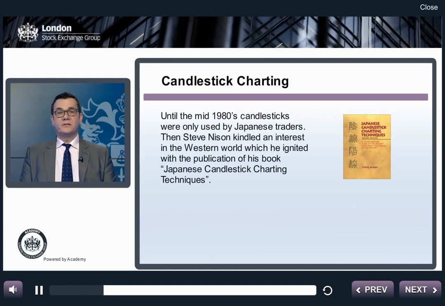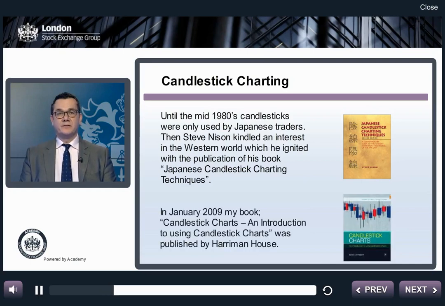Then Steve Nison, who was at the time a technical analyst at Merrill Lynch in New York, kindled an interest in the Western world, which he ignited with the publication of his excellent book, Japanese Candlestick Charting Techniques. In January 2009, my book, Candlestick Charts: An Introduction to Using Candlestick Charts, was published by Harriman House.